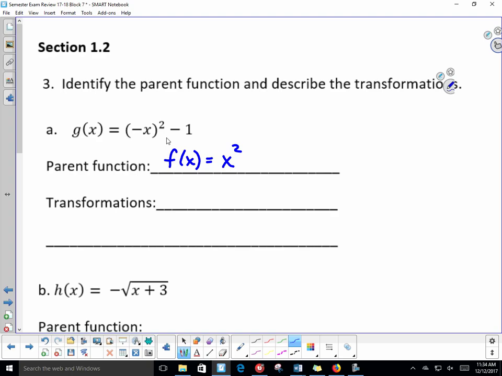Now let's talk about transformations, Hallie. There's 2 things happening there. What do you think's going on? Down 1. Good. So I'll kind of color code. So that down 1 came from this part. What happens with the negative in the parentheses?